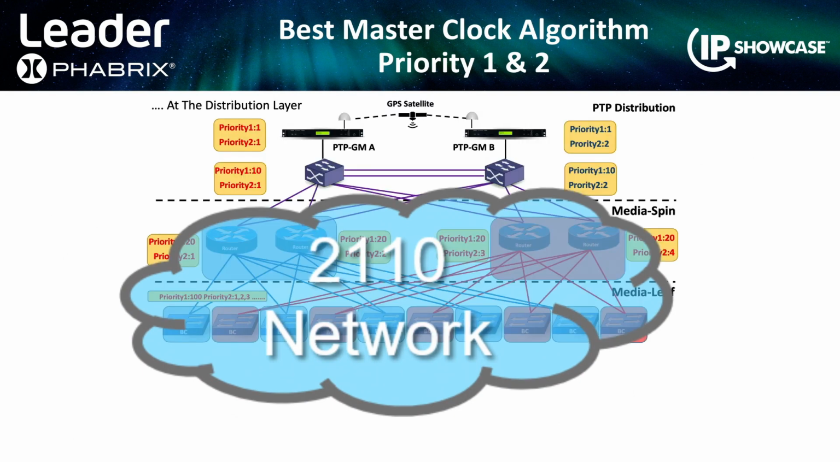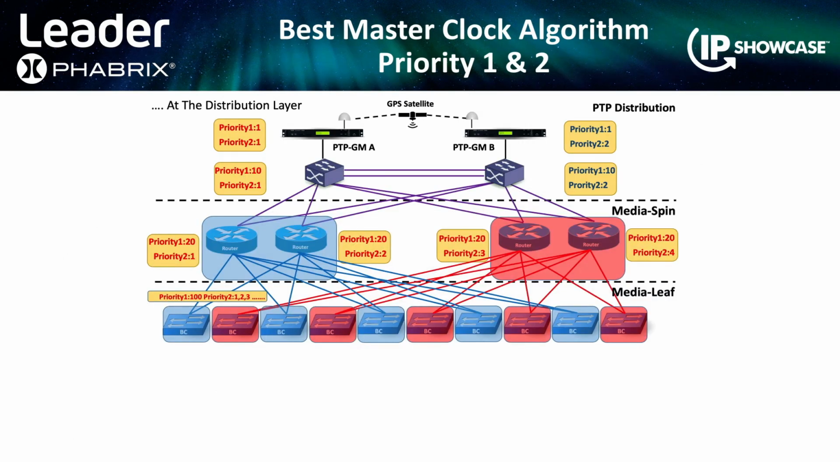Within the 2110 world, it gets a lot more complicated. So here is a high-level drawing of a leaf spine architecture with red and blue redundancy, and as you can see, they are completely air-gapped. The only connection between the red and the blue is the VLAN that I've put at the top between the distribution layer switches.